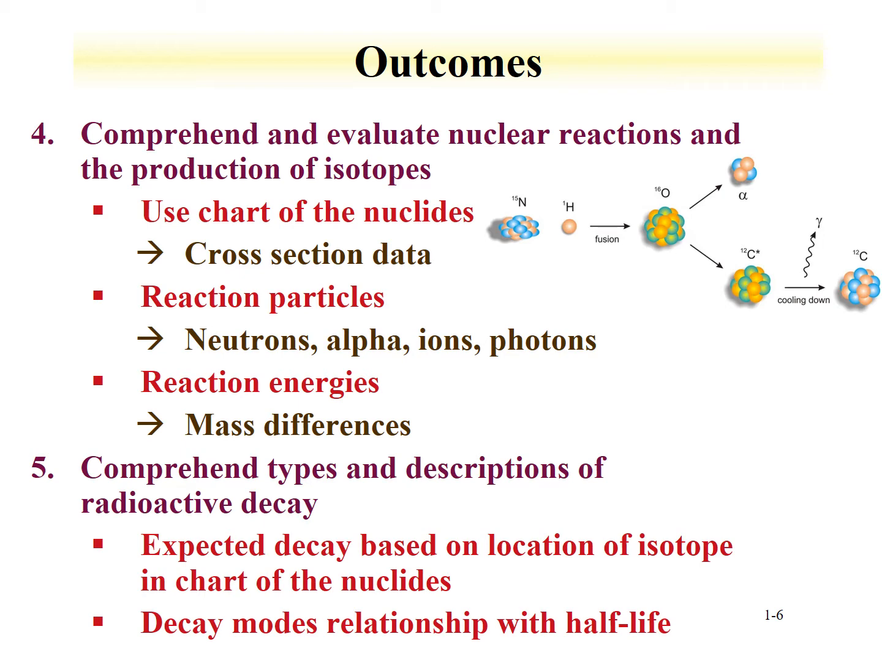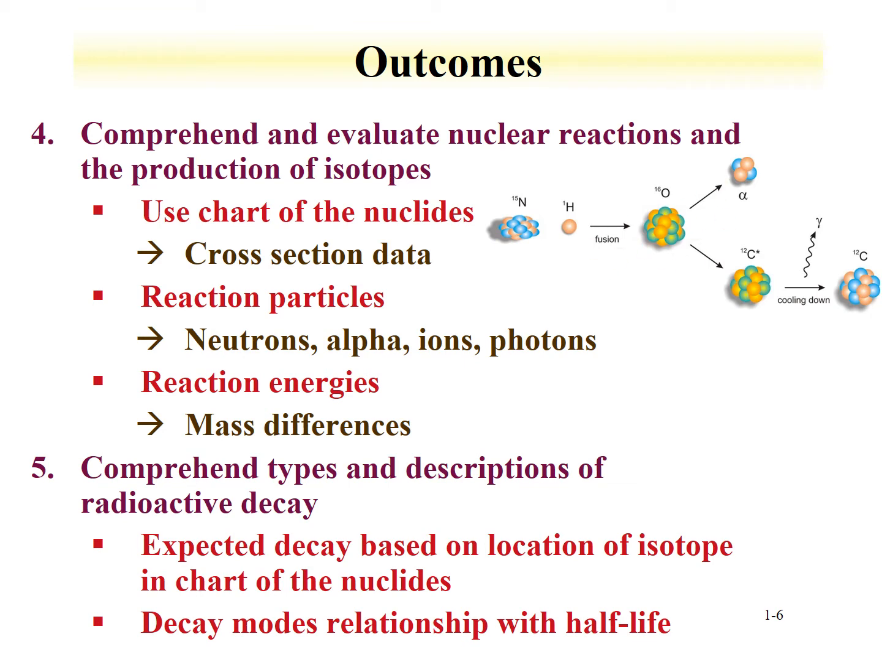The course will describe not only understanding how the particles and the isotopes react together, but the probabilities of those reactions. And that'll include cross-section data, understanding what some of the reaction particles are. So for instance, an alpha particle, how that can be a product or can also be involved in a reaction. And then energies in the reactions. Where do these energies come from? Well, a lot of it comes from conversion of the mass from the starting compounds to the product.